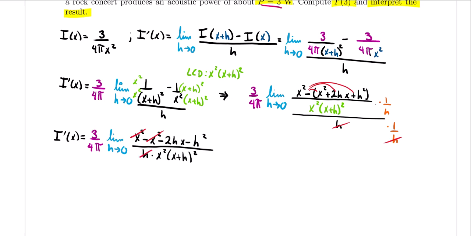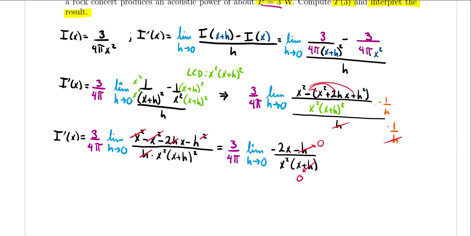Now I also can cancel one of the h's, and it looks like we are now left with 3 over 4 pi times the limit as h goes to 0 of negative 2x minus h all over x squared times x plus h. Now we've done as much simplification as we can. Now it's time to evaluate the limit. Alright, so as h goes to 0, this is gone. This one here is gone.